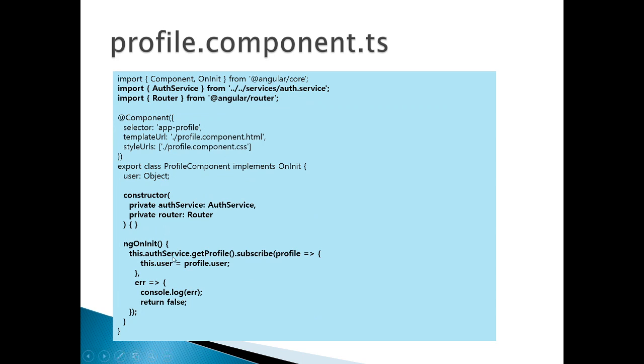So in our component, we just need this authorization service and get profile, and we need to subscribe to this. If there is no error, we will show the profile. If there is an error, we will return false, and we will show the error message accordingly. So this is the way with which we can implement JWT in our Angular application. Hopefully the concept will be clear.